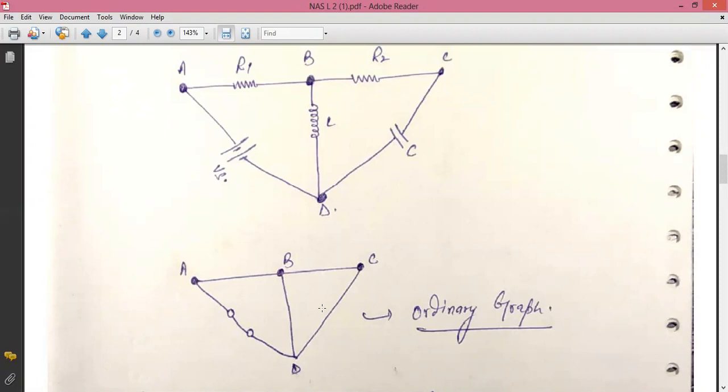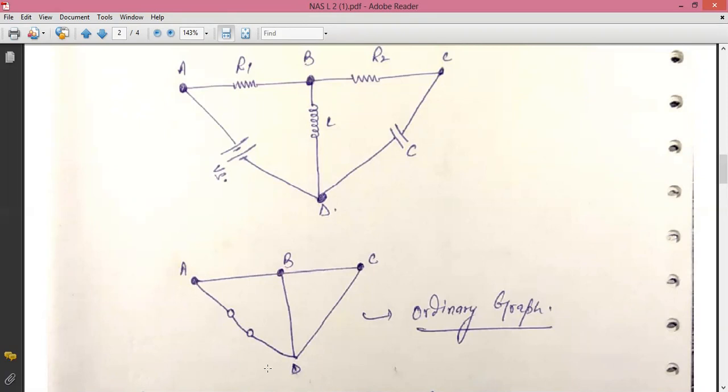But point number 3 says if a voltage source is present, then replace it by a short circuit. So you see between node A and D there is a voltage source present. So I can replace it by a short circuit. This is the symbol of the short circuit. So the graph so obtained is called an ordinary graph.